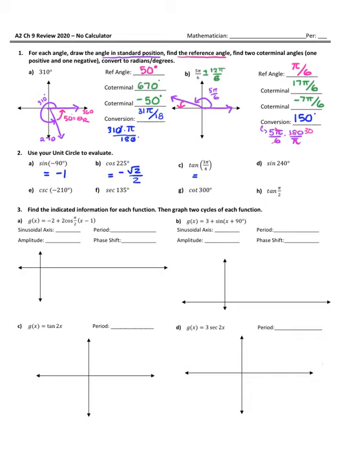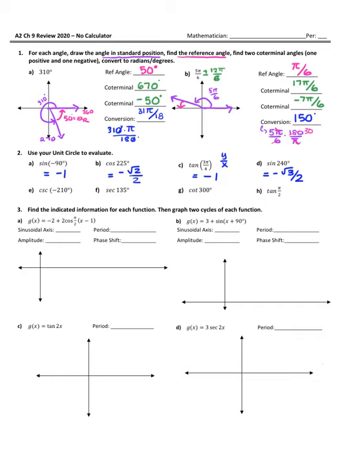Tangent of 3 pi over 4, that's in the second quadrant. Tangent is the ratio of y over x. So when you take that ratio, you get a negative 1. And then sine of 240, the y value at 240 is a negative rad 3 over 2.